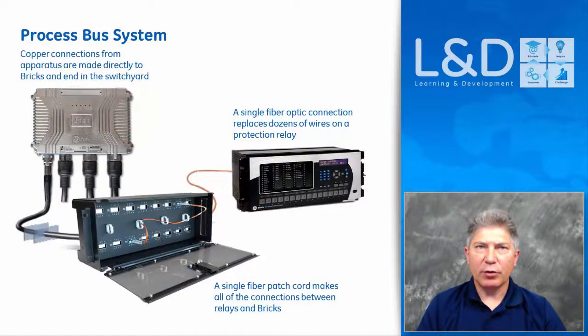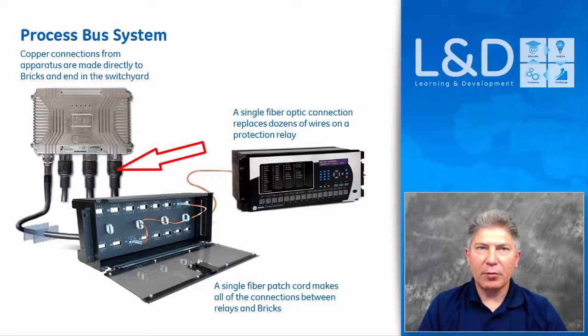Let's recap the process bus system. The copper cables make the connections between the copper terminals inside the power equipment to the bricks mounted in the switchyard, typically on the outside of the equipment. The bricks convert copper signals to a digital optical signal.